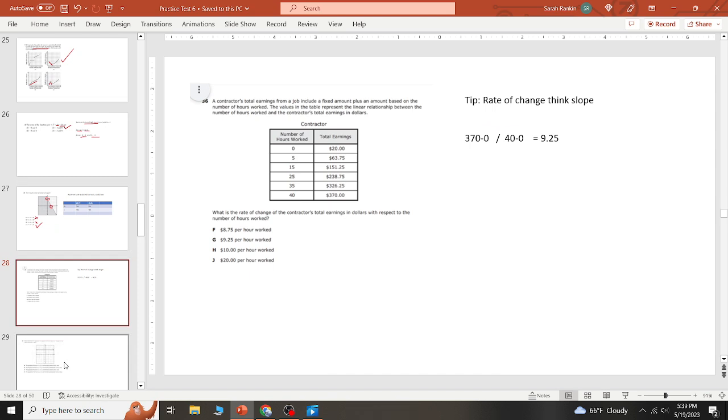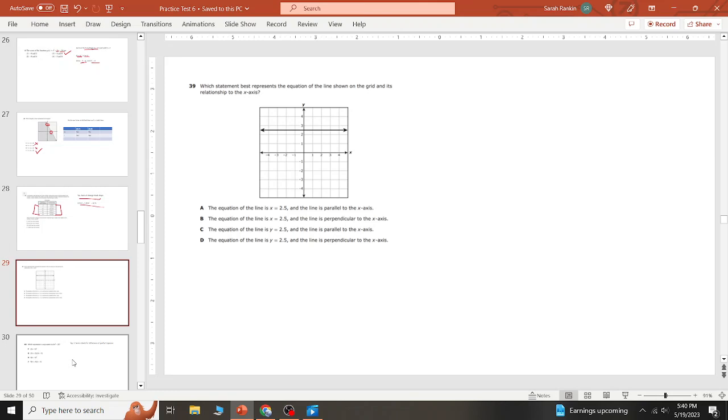The contractor's total earnings from a job include a fixed amount and a base number of hours, the value of the linear representation. What is the rate of change? Well, once again, rate of change is slope. So this is simply take our change in y divided by our change in x, and we just calculate it.